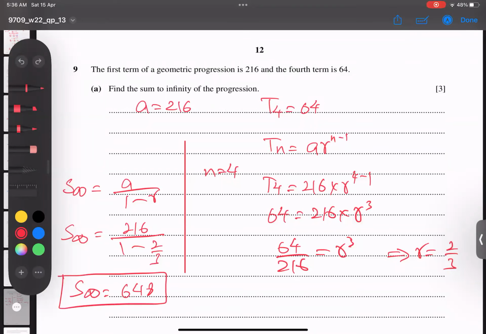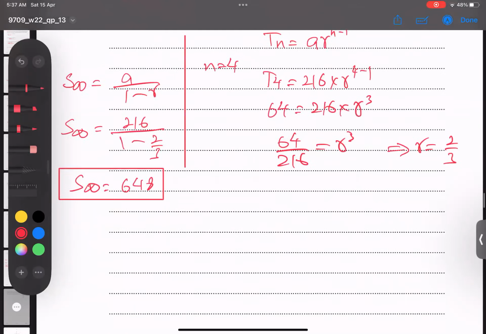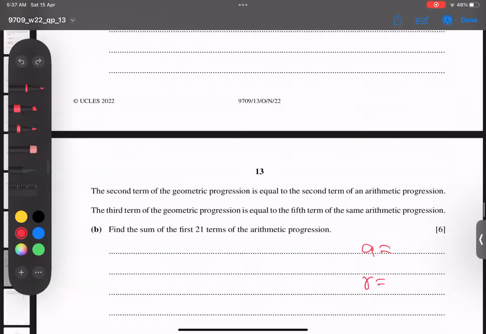Now let's go for the next, but make sure of this. The second term of the GP, it did not say another GP. Okay, students, it's the same GP. Same GP means the first term we got before and the r I got before. Let me check. A is 216 and r is 2 by 3. Don't forget these values: 216 and 2 by 3.